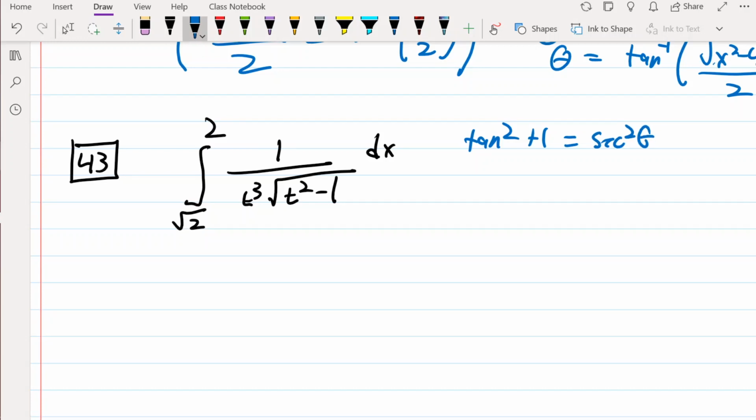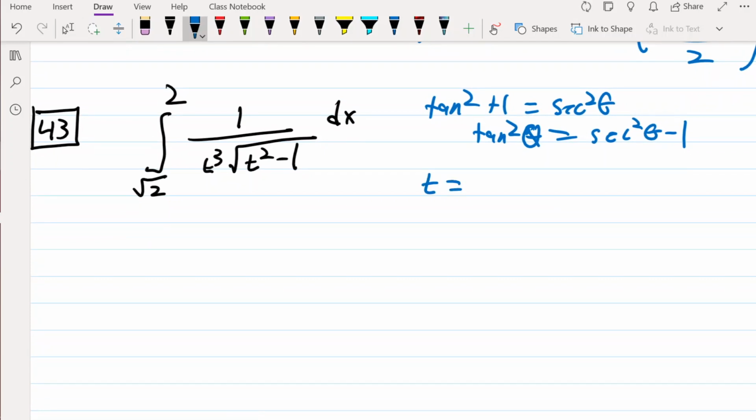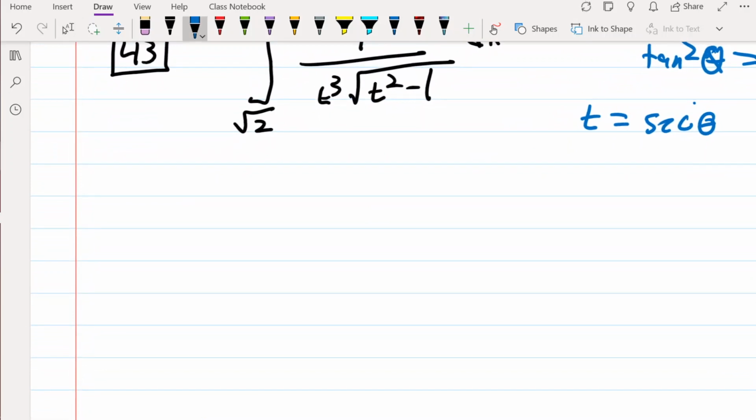I'm just going to go through and find the identity which resembles what is right. Tangent squared theta equals secant squared theta minus 1, which looks about right for this problem, especially since we don't have to substitute anything else in for it. So we are going to let t equal secant theta. That way we can get our tangent theta in a second. I'm going to solve the indefinite integral first.